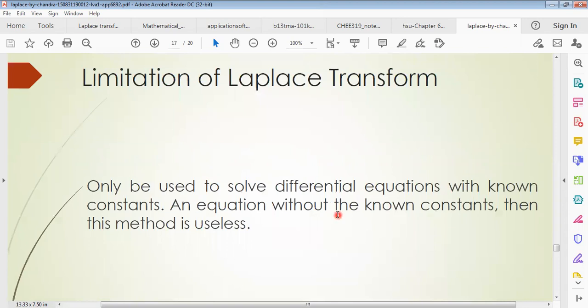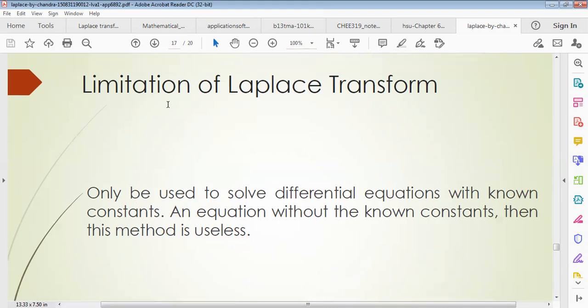There is also a limitation of the Laplace transform. It can only be used to solve differential equations with known constants. Remember it: we can use this Laplace transformation to solve differential equations where the constants are known. If the constants are unknown, it's not possible to use this method. So you have to remember this point. For an equation without known constants, this method is actually useless.